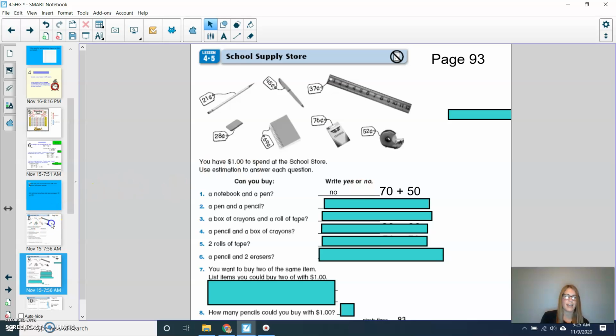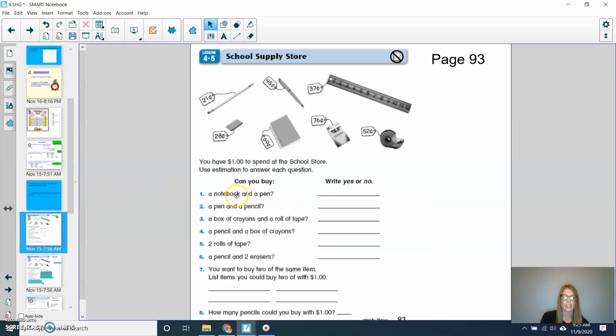So second graders, answer questions 1 through 6 on your own, and then press play when you're ready to check your answer. Press pause now.